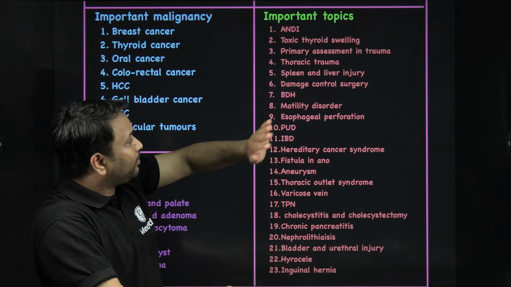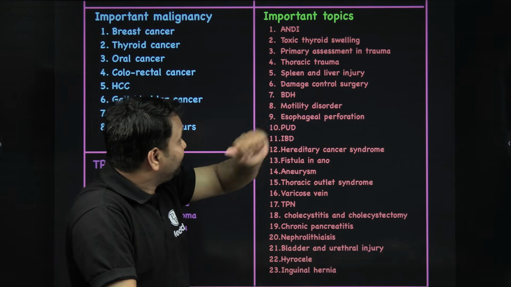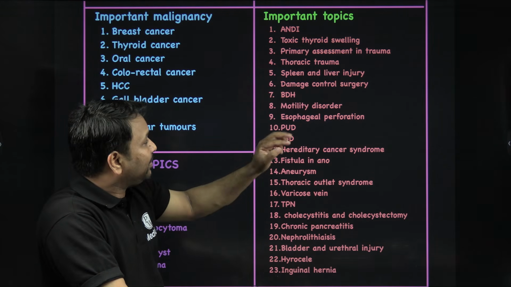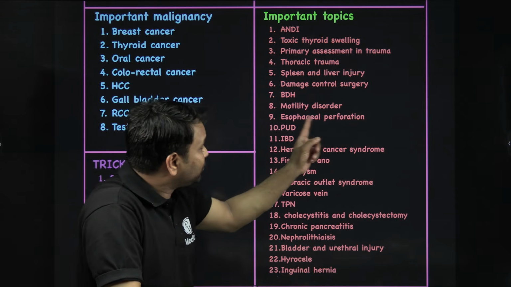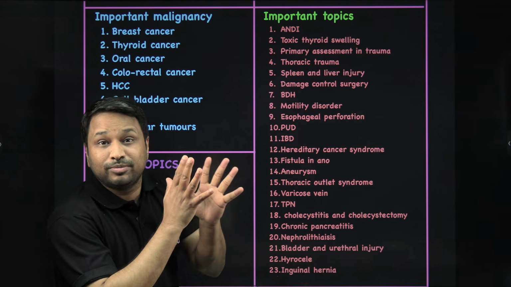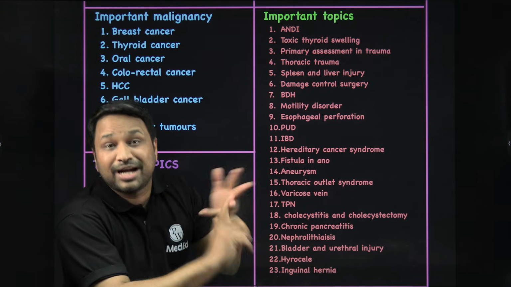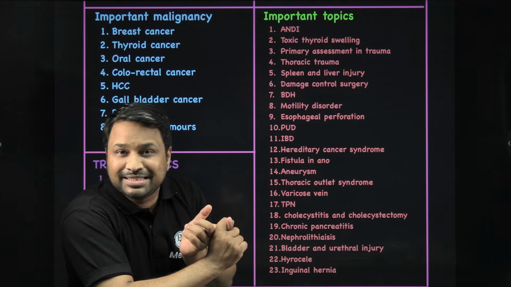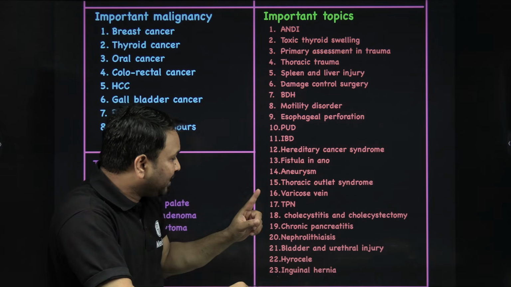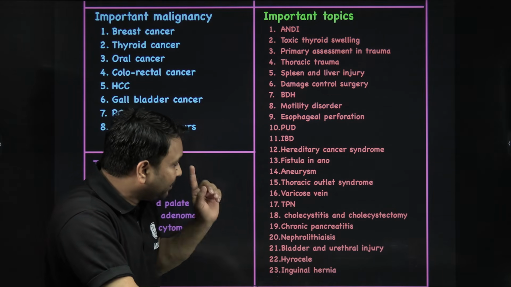Then you have thoracic trauma, solid organ injuries, and spleen and liver is important, damage control surgery, Bochdalek hernia, that is congenital diaphragmatic hernia, motility disorders of esophagus, esophageal perforation, peptic ulcer disease, inflammatory bowel disease, hereditary cancer syndromes, that is going to be your familial adenomatous polyposis, Gardner syndrome, Turcot syndrome, Cowden's disease, and Peutz-Jeghers syndrome. Fistula, aneurysm, thoracic outlet syndrome, varicose vein, total parenteral nutrition, again a very important topic.